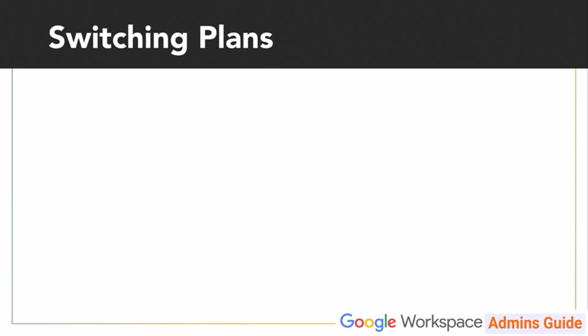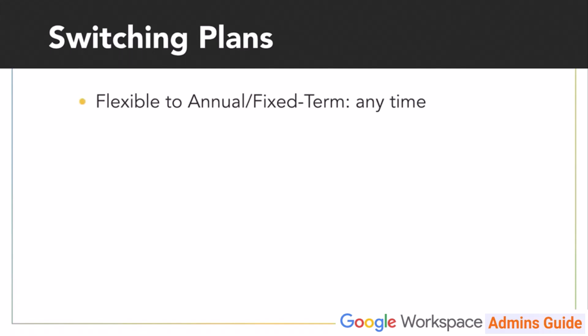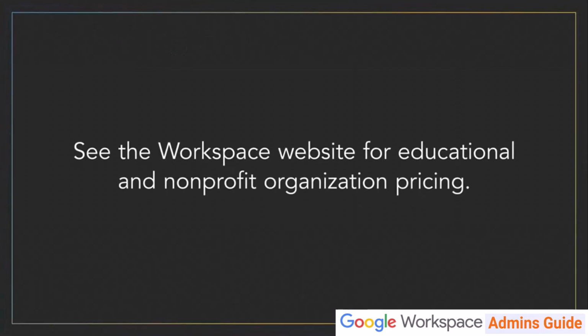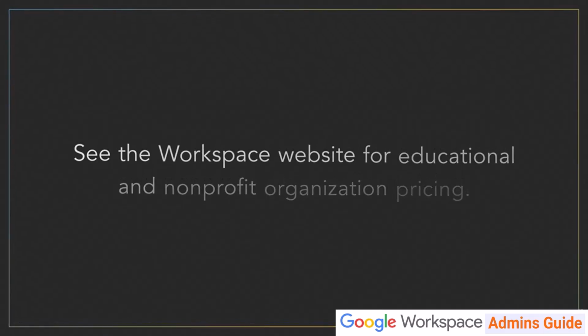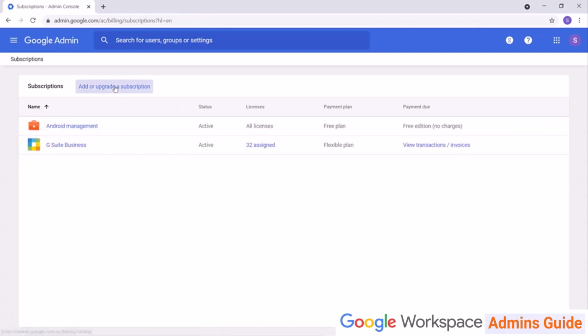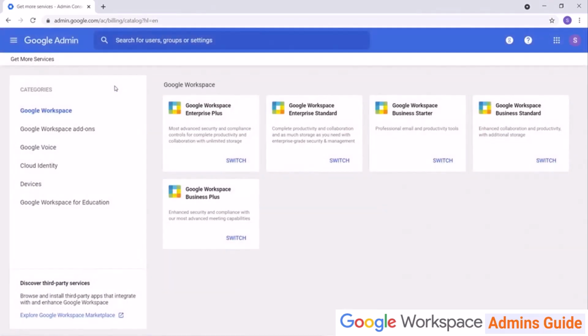Following the end of your trial, you may switch from the Flexible plan to the Annual plan. However, since the Annual plan establishes a year-long contract, you're unable to switch back until the end of your contract year. Keep in mind that business pricing differs from Workspace for education or nonprofits editions. Additionally, not all billing plans are available in all countries, and some details may vary. If you're currently using Workspace, you can see which version you're using, as well as the billing plan, by clicking Billing from the homepage of the Google Admin Console.